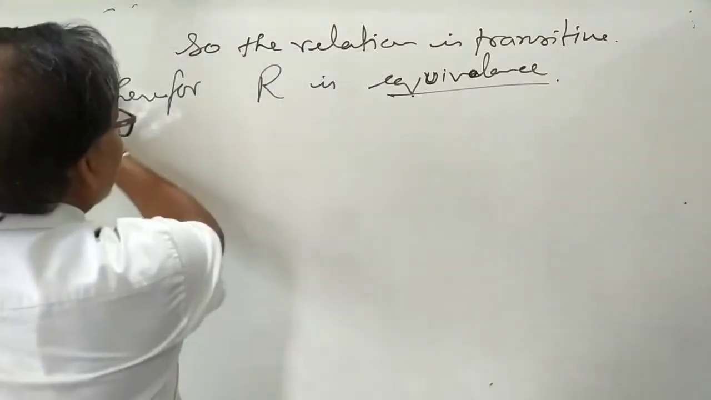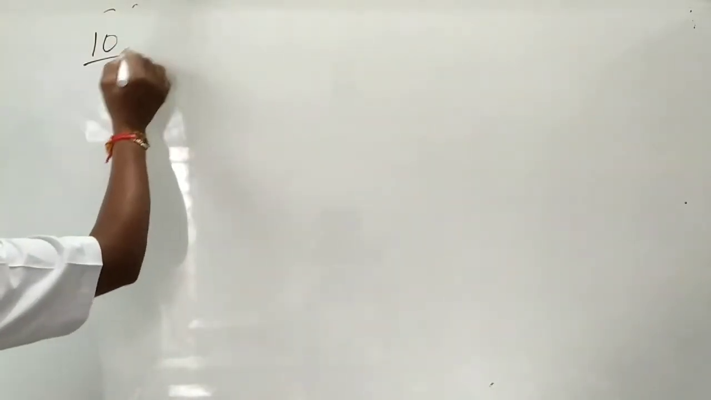Now one question, the same type of question is here in the exercise also, that you can see. Determine, this question number. There are questions which are based on this also. Question number 10. Determine whether each of the following relations is reflexive, symmetric and transitive.